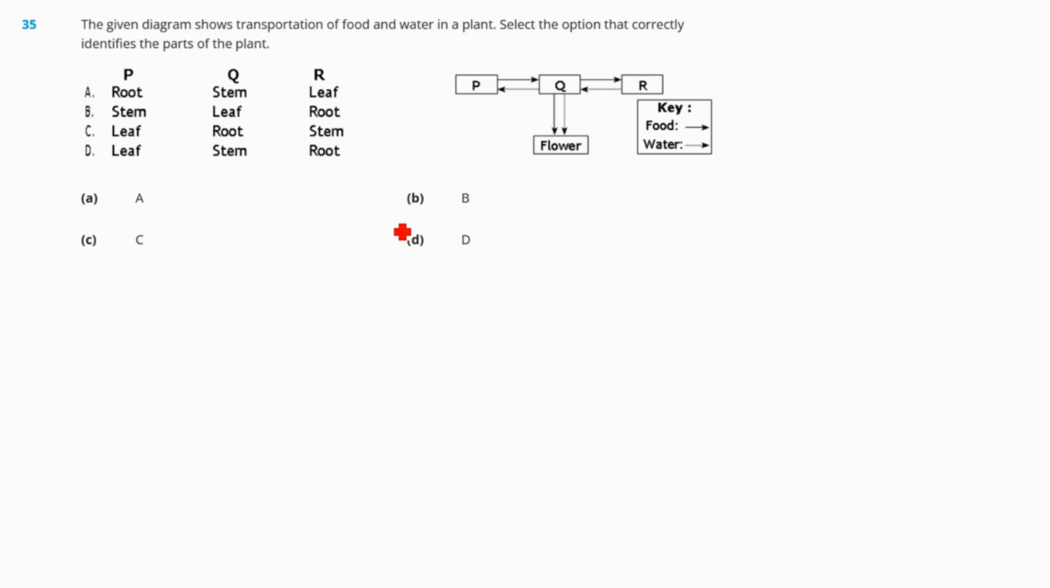So here the parts that are involved in the transportation of food and water: Q can be the stem, R can be the root. The root absorbs water and minerals, it transfers them to the stem, and from the stem it goes to the leaf. And from the leaf, the food is prepared, and then it goes to the stem, and from the stem, it goes to the root. So P should be the leaf, Q should be the stem, and R should be the root. So our correct answer is option number D.